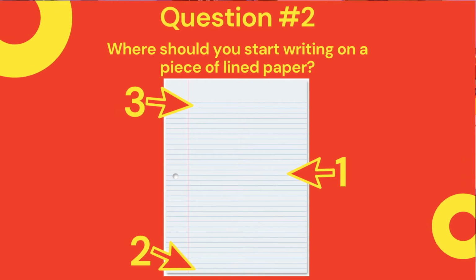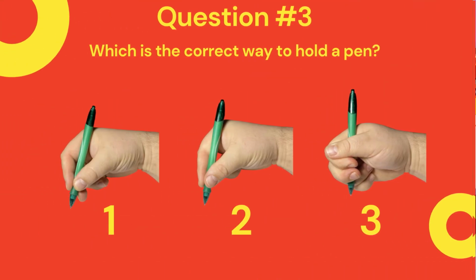Question number 2. Where should you start writing on a piece of lined paper? Is it number 1, number 2, or number 3? That's right, it's number 3. Always start on the top row, just to the right of the pink margin line.